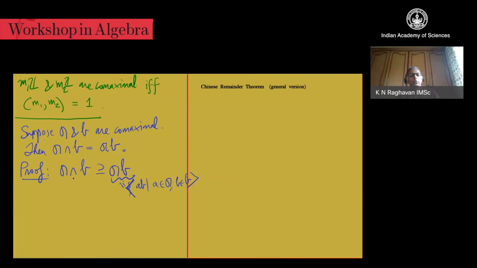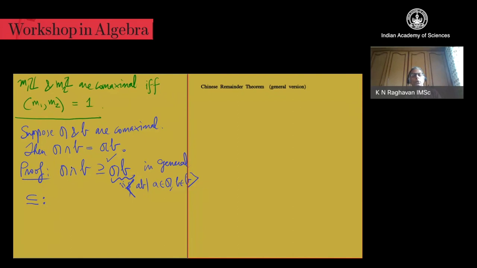Now, this is true in general. Because if I take a times b, that belongs to A because A is an ideal, and it belongs to B because B is an ideal. So a times b belongs to both A and B, and so all these elements belong to both A and B. And therefore, when I take the ideal generated by them, since all of these belong to A already, the ideal generated by them is contained in A. Similarly, it is contained in B. Therefore, it's contained in their intersection. So this is true in general. It doesn't require the co-maximality of A and B. It is the other part of the assertion that requires a proof.